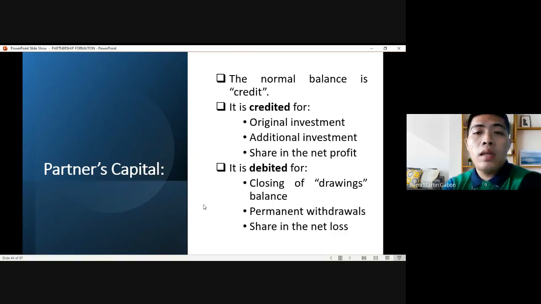Afterwards, that partner's drawing account will be closed to the capital account. Then it is also debited for permanent withdrawals. In contrast with temporary drawings or temporary withdrawals, permanent withdrawals are no longer maintained in a withdrawal account. Rather, they are debited directly to the capital account. Then, of course, in contrast with the profit, a net loss is charged as a debit to the capital account, therefore decreasing the capital account.